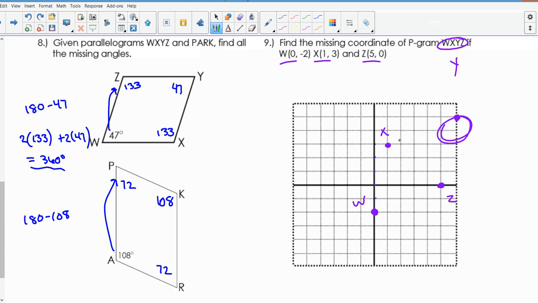I can see my points right here. If I connect those, I can now see that those segments are parallel. They have the same slope that way. And these segments, WX and YZ, are parallel as well because they have the same slope. So my coordinate of Y is 6. Okay. Alright, flip it over.